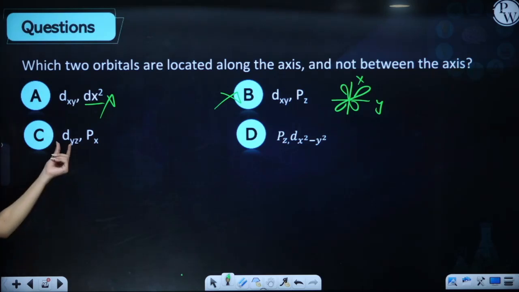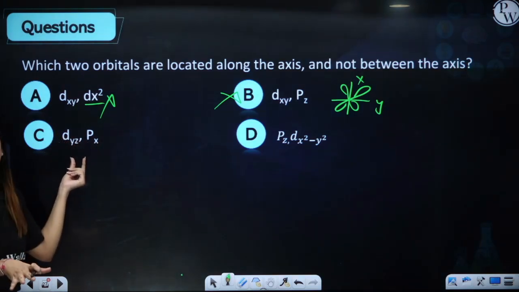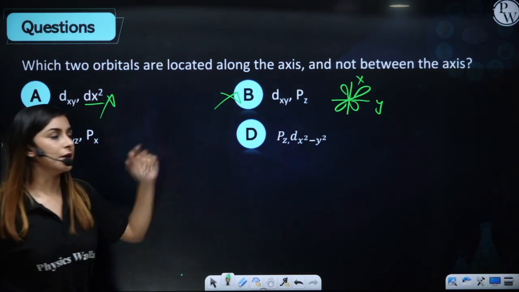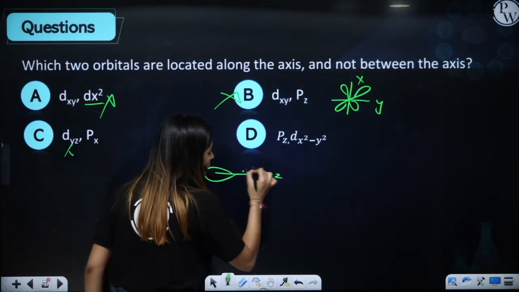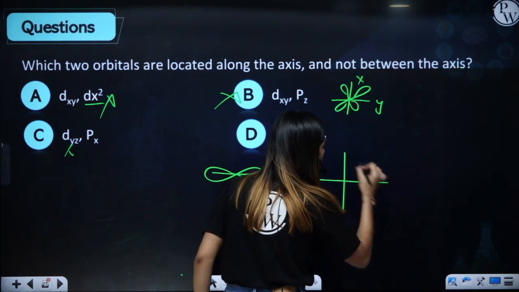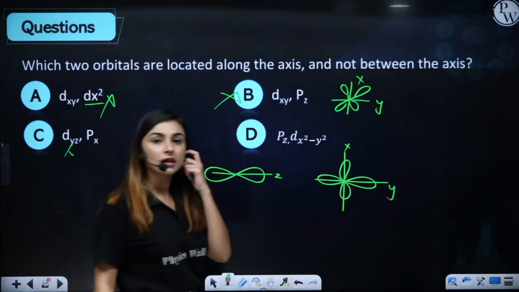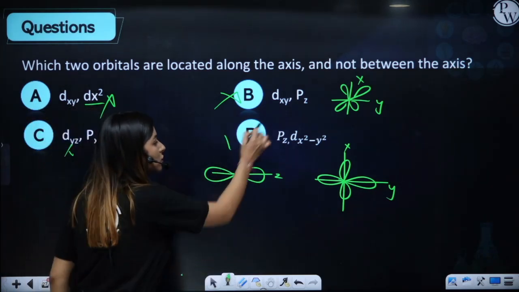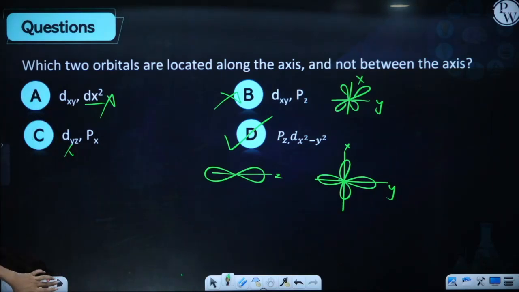Next, dyz and px. Again, dyz will have in between the axis shape. Again, we don't have along the axis. So this will not be the correct answer. Here, you have pz. This means that you have a z-axis and you have a dumbbell shape. dx square minus y square, you have a double dumbbell shape. You have x-axis, y-axis and you have orbitals along the axis. So ma'am, here both the orbitals are along the axis. So the correct option is option D. Very good, my dear students. Amazing. Let's move forward to the next question.